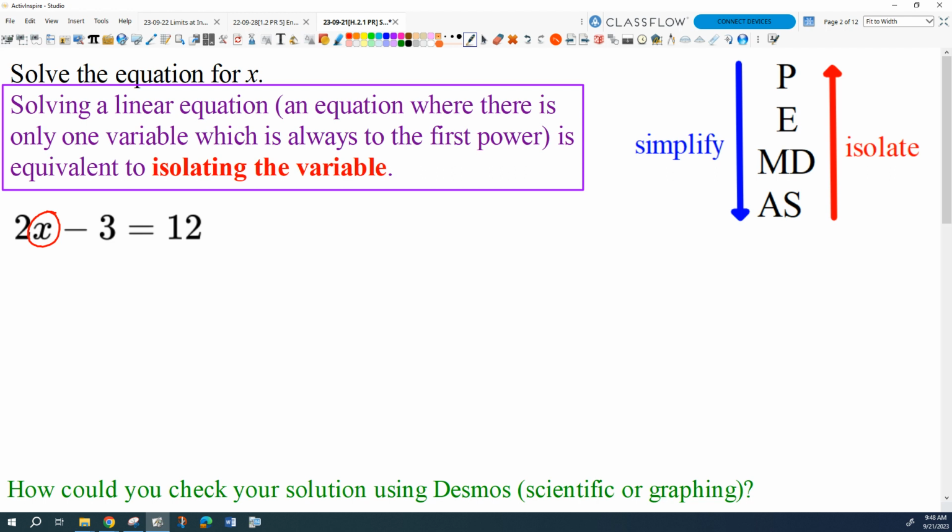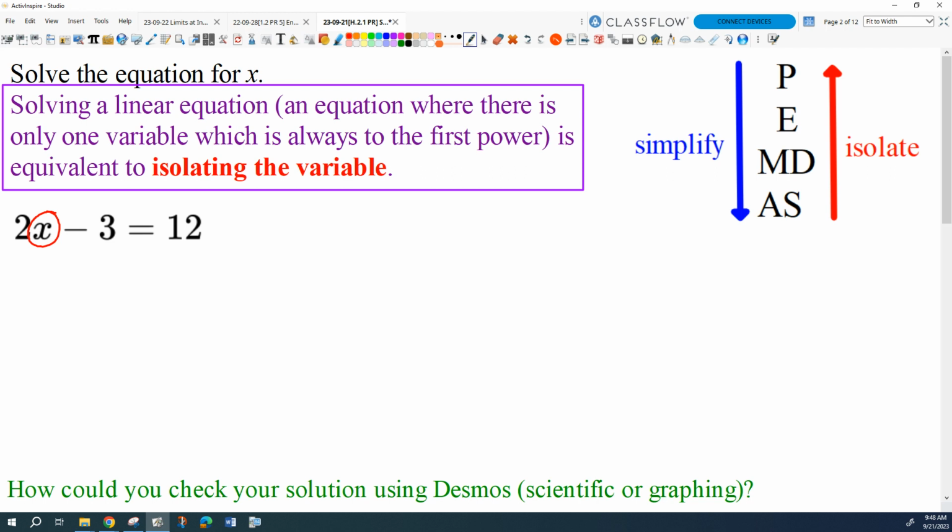Okay, so what's the first thing we would do then if we're isolating the variable? Well, moving from bottom to top, first we have to add or subtract. Okay, so what's our first step going to be? Add 3. Okay, now let's look at that. We're going to add 3.